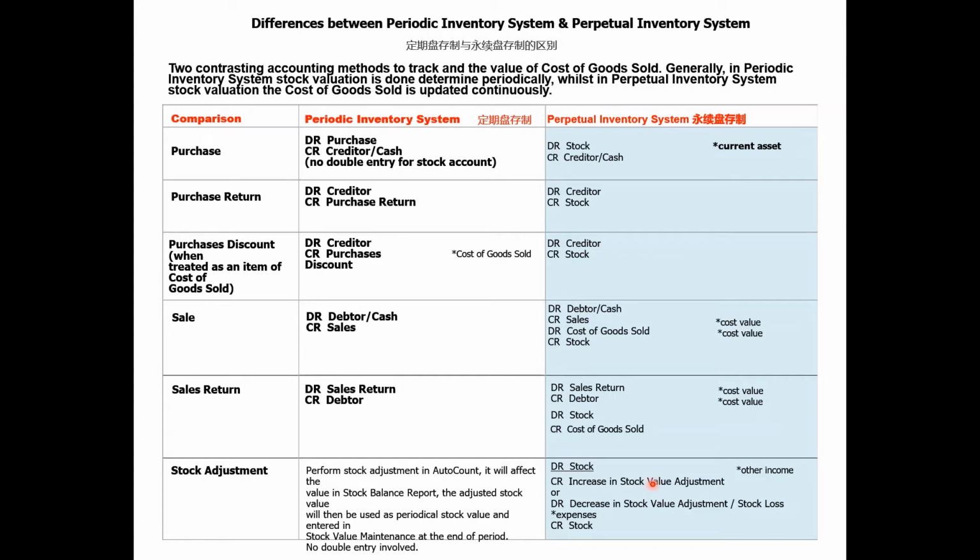So when there is a stock adjustment increase in value, the stock needs to be debited and the increase in value will be posted to the stock value adjustment account, which is found in other income, all right, in the financial report side. Then for the reduction in the stock value, it will debit the increase in stock value adjustment, or sometimes it will be found under the P&L as stock loss expense, or stock write-off as a reduction in stock value, and it will credit the stock account in the balance sheet. All right.